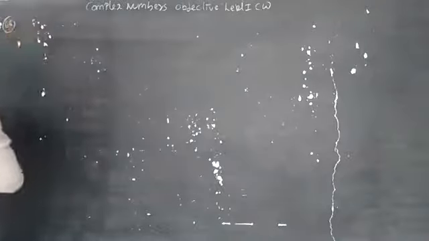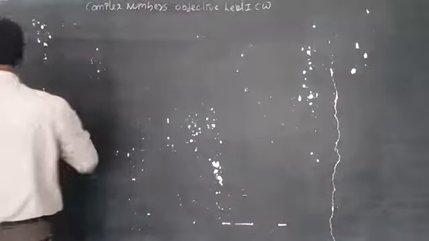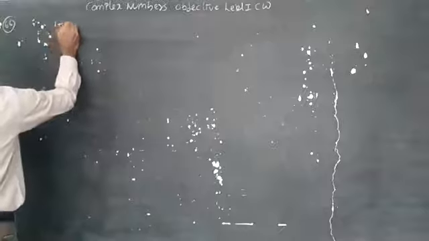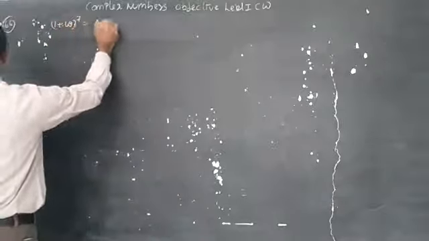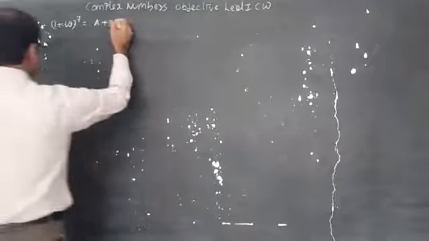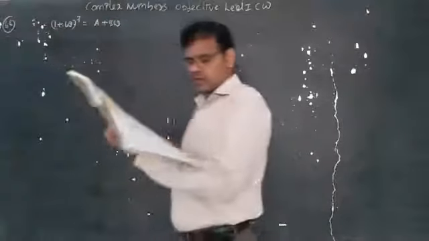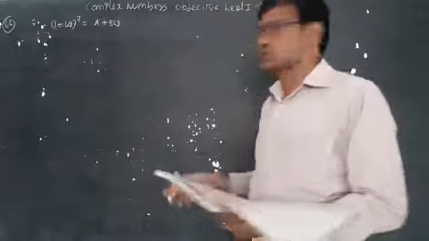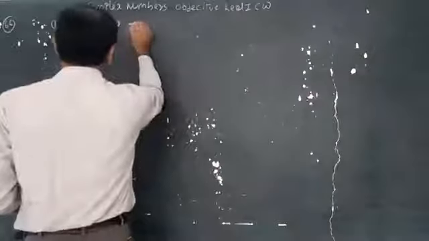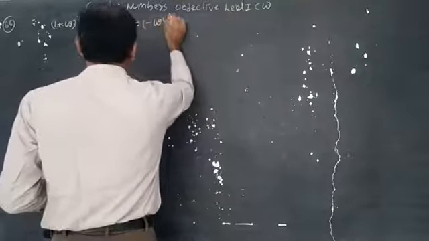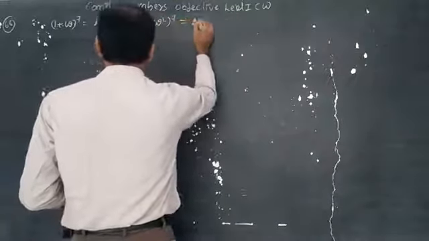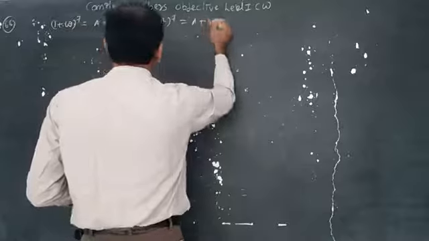If omega, of course not equal to 1, is a cube root of unity, (1 plus omega) whole power 7 is equal to a plus b omega. Then a and b are respectively which numbers? So find the value. Of course, 1 plus omega, we know that, is minus omega square, so (minus omega square) power 7 is equal to a plus b omega.